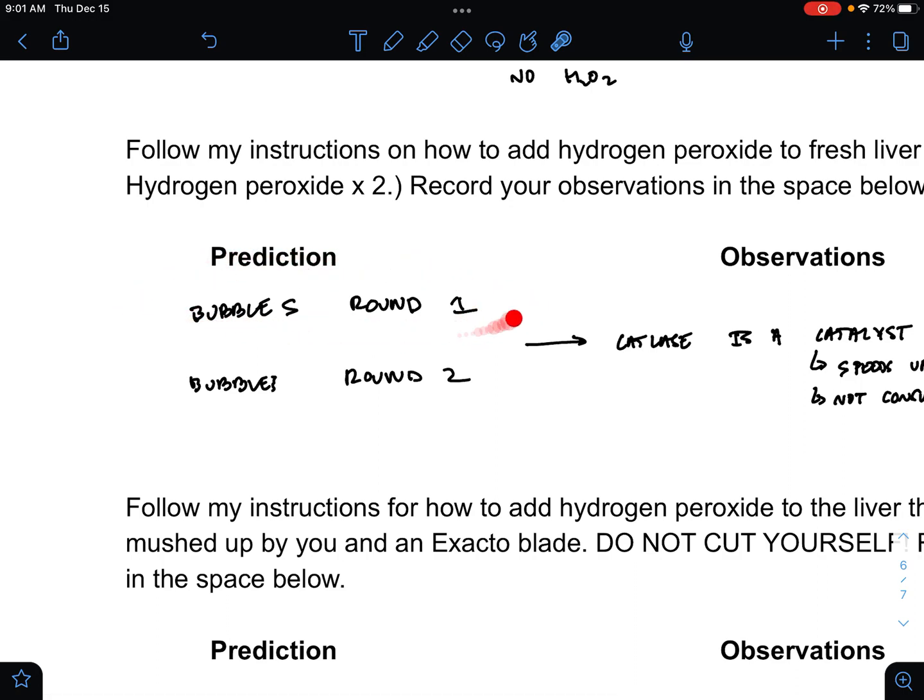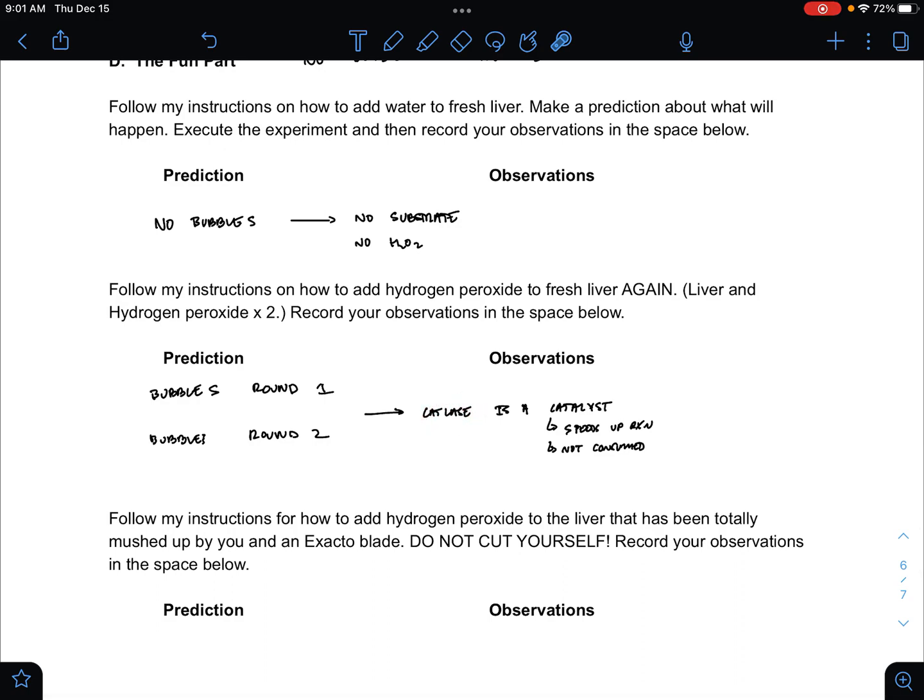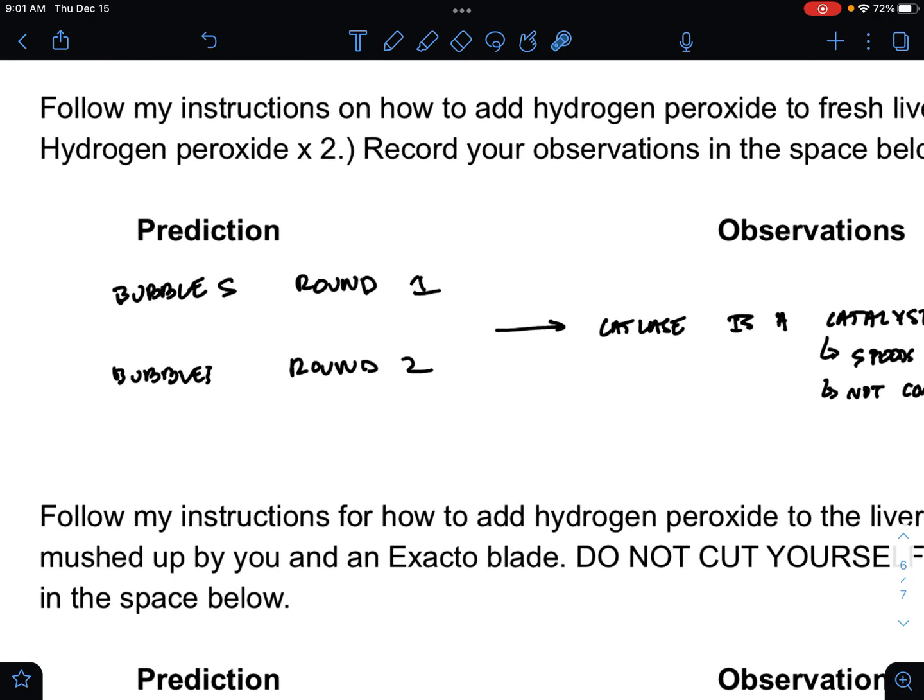H2O2, we got bubbles, and then we let that reaction go all the way through. So all the H2O2 was decomposed, and then we wiped off the liver and scooted away the bubbles, and we added more H2O2. And so catalase was still present, and now it has a fresh round of substrate, so it can continue to catalyze that reaction.